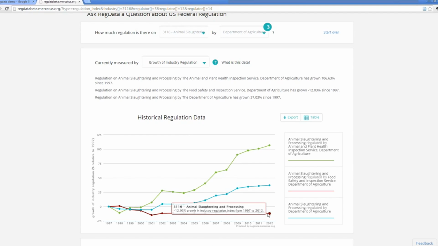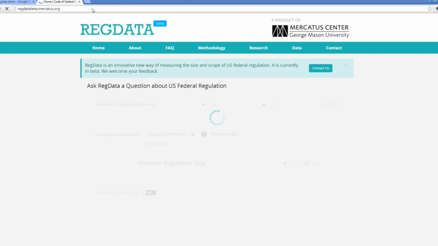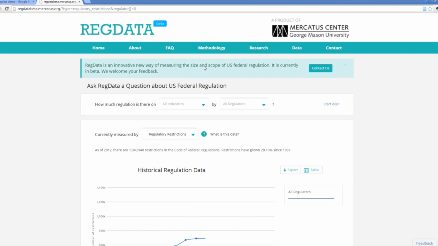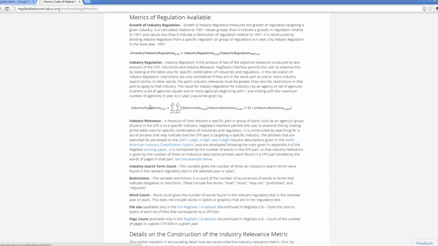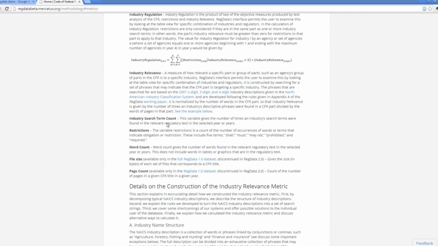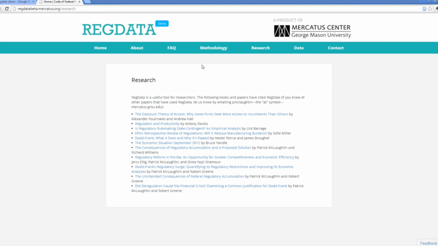If you want to know how the index is made, I'm going to show you that, or we can talk about it in the question and answer session here. But if you go to the website, let me show you these real quickly on the website. Again, RegData beta.mercatus.org. The methodology tab is what I'm about to click here. The methodology tab will show you all the different metrics that RegData has available. And so here I've clicked on that, and we'll scroll down, and you'll see some equations. So that's where the industry regulation index is defined. You'll also see another one I didn't mention to you, industry relevance. That's another metric that we've created. It's basically the search term count divided by the word count for a unit of text.